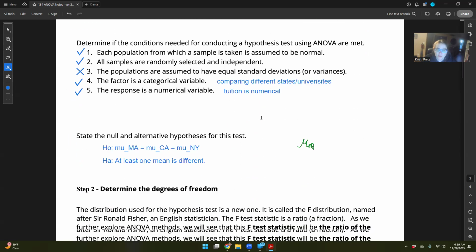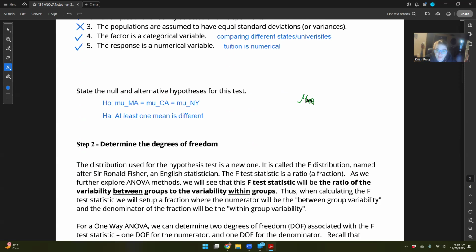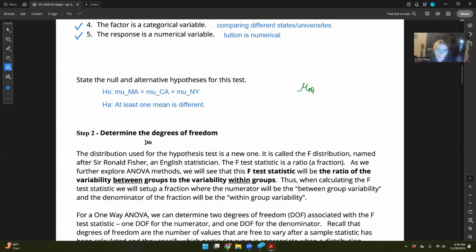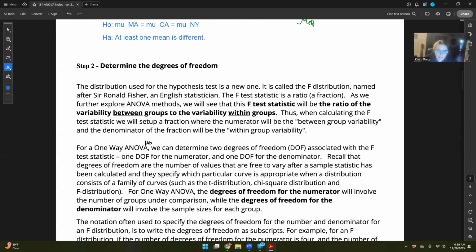Okay, this is not too terribly difficult to write, because it'll be multiple choice on the Newton-Alta homework. Okay, next up, determine the degrees of freedom.